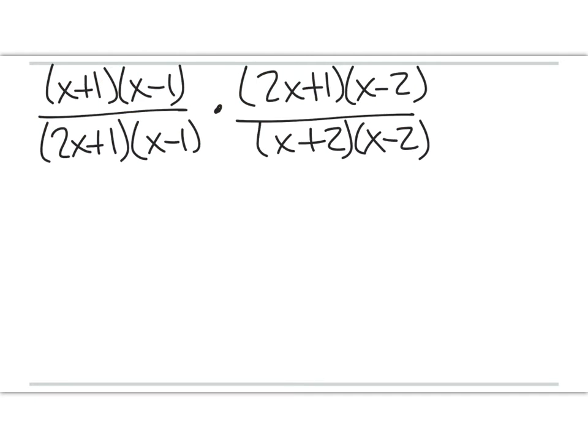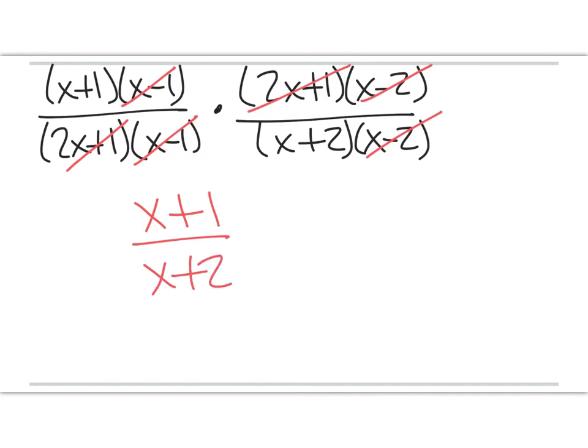Looking one more time for common factors across the numerator and denominator, I see that 2x plus 1. See ya. We also have an x minus 1 paired up in the numerator and denominator. And while we're at it, we'll also take care of the x minus 2 that's in the numerator and denominator. And when we simplify this out, we'll get x plus 1 over x plus 2.